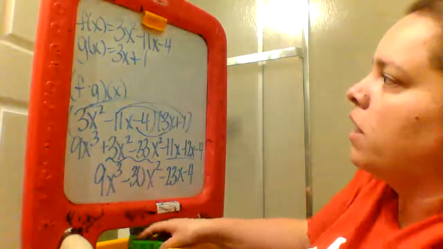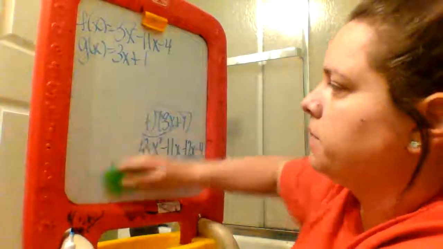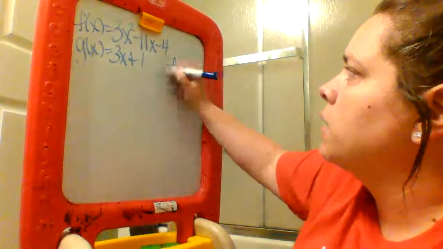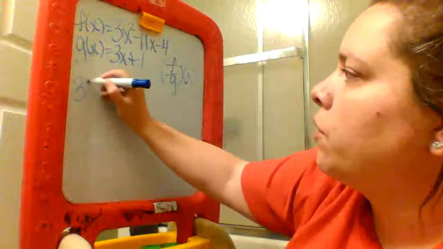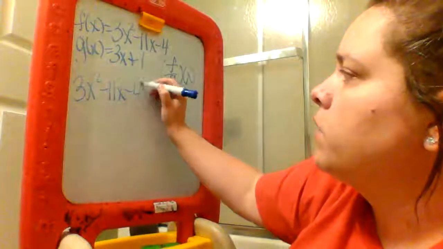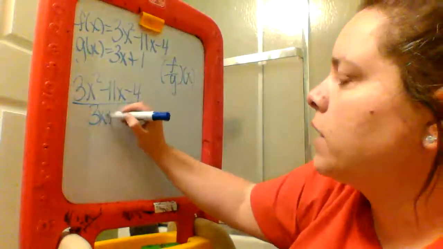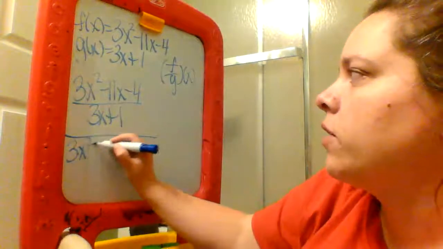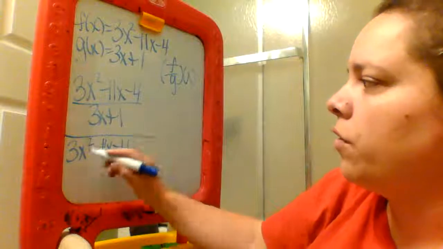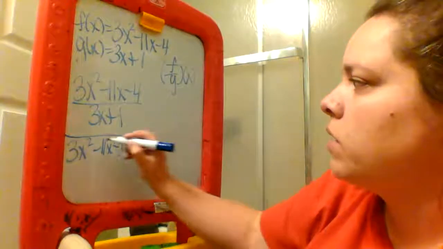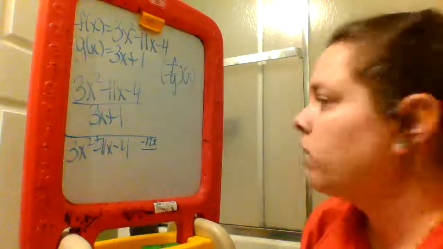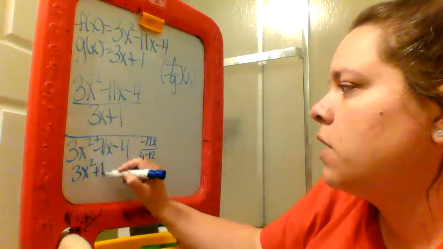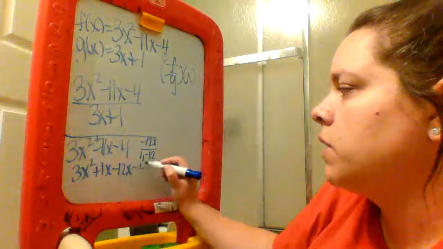Now let's do the division, and pause me again. So I'm going to do f divided by g of x. So 3x squared minus 11x minus 4 divided by 3x plus 1. So that's a quadratic on the top, so I'm going to have to factor it. So 3 times negative 4, that's negative 12. So I'm multiplying to negative 12, but adding to negative 11. So 1 and negative 12. So that's 3x squared plus 1x minus 12x minus 4.